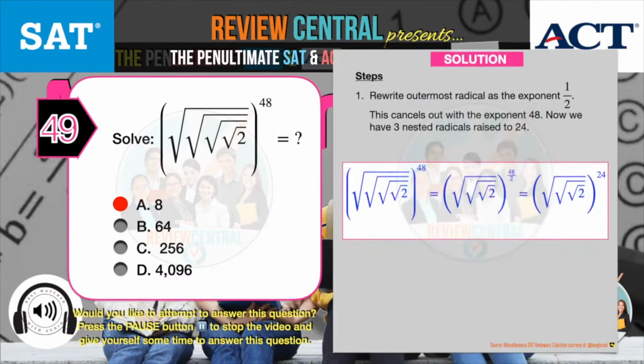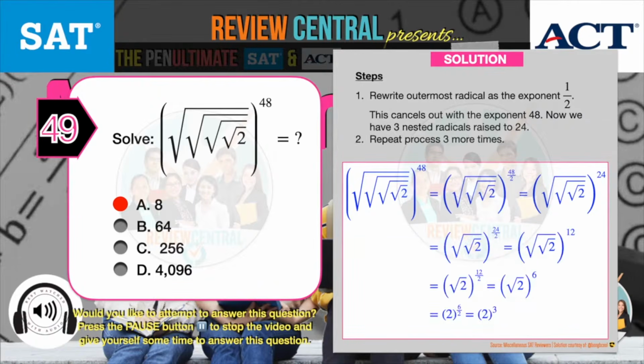Rewrite the outermost radical as the exponent 1/2. Our radical expression should now read as square root of 2 raised to 48 over 2, or square root of 2 raised to 24. Now we only have 3 nested radicals left, correct? Repeat for the second, third, and fourth radical. The exponent should therefore progress from 24 over 2, to 12 over 2, to 6 over 2, which is equal to 3. At this point the expression should have been reduced to 2 cubed, which is simply 8.